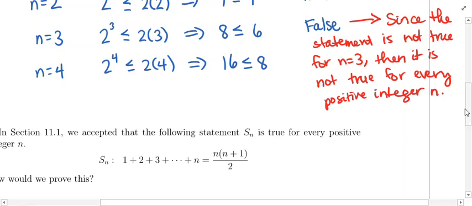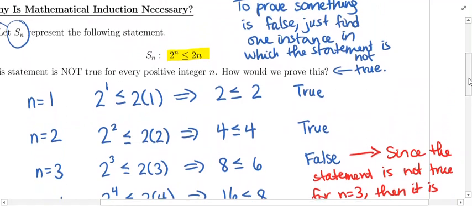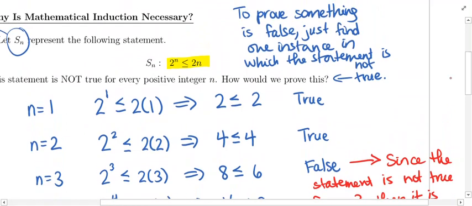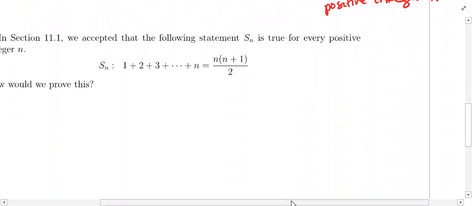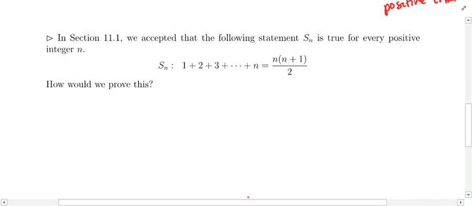So again, to prove something is false is really easy. Just find one instance, one counting number for which the statement is not true, and you're done. However, if you're trying to prove that a statement is true for every single counting number, it's a lot more complicated.